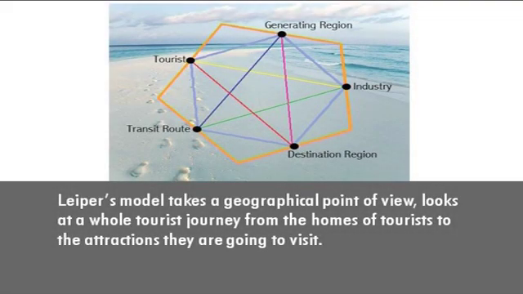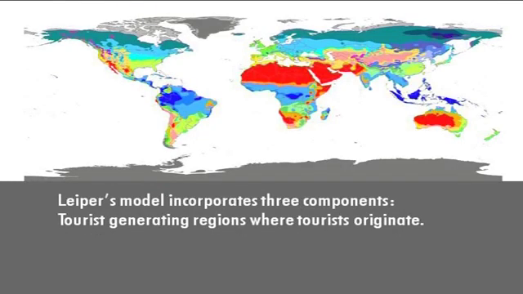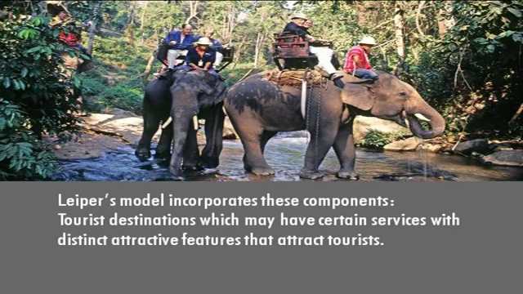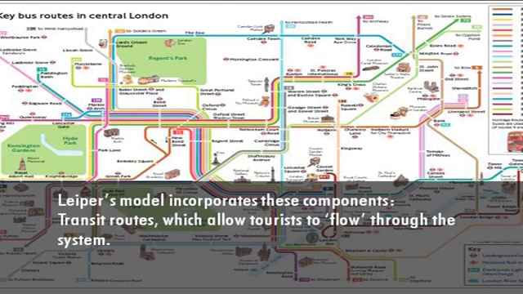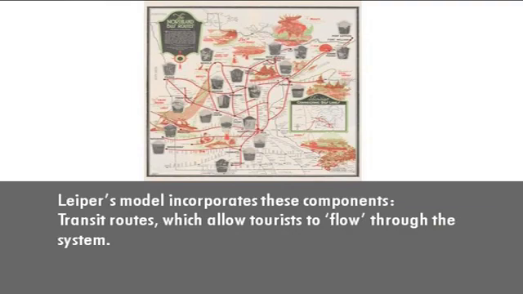Destination. Taking a geographical point of view, Leeper's model of 1979 looks at the whole tourist journey from the homes of tourists to the attractions they are going to visit. This system incorporates 3 intimate components. Number 1, tourist generating regions where tourists originate. 2, tourist destinations which may have certain services with distinct attractive features that attract tourists. And 3, transit routes which allow tourists to flow through the system.